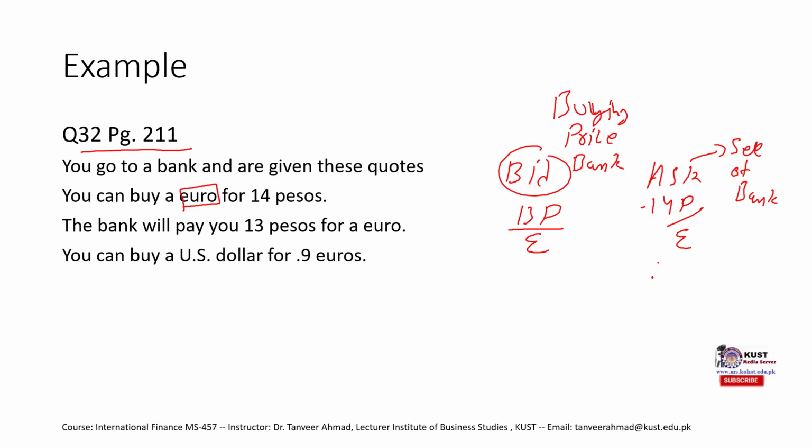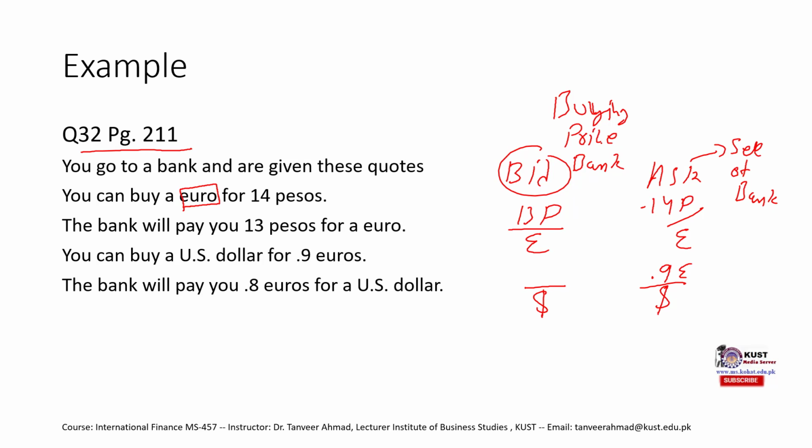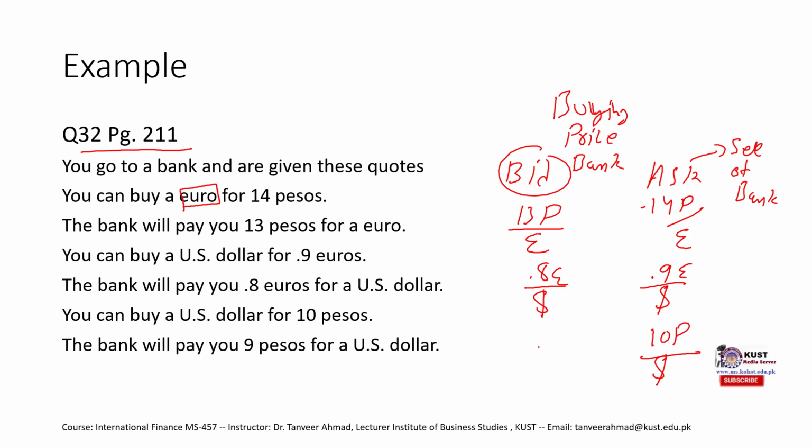So that means the selling price is 0.9 euros per dollar. And the bank will pay you 0.8 euros for a dollar. So if the bank is going to pay me, then that means I'm selling the dollars and the bank is buying the dollars. So this would become the buying price of the bank. And similarly, you can buy dollars for 10 pesos. And the bank will pay you 9 pesos for a dollar, right?